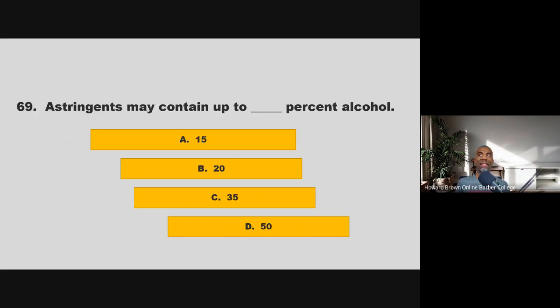Astringents may contain up to blank percent alcohol. Is it 15, 20, 35, 50? If you chose C, 35, you are correct.